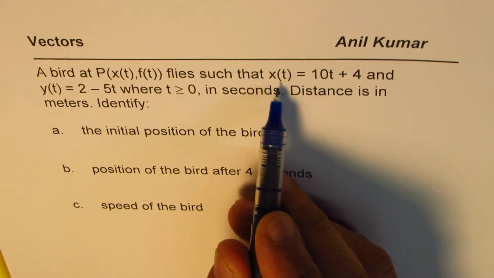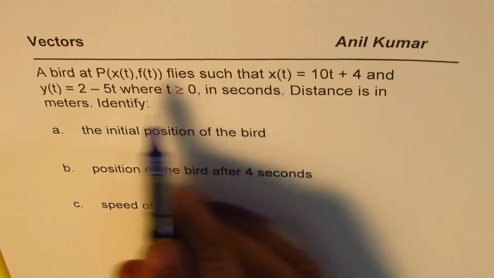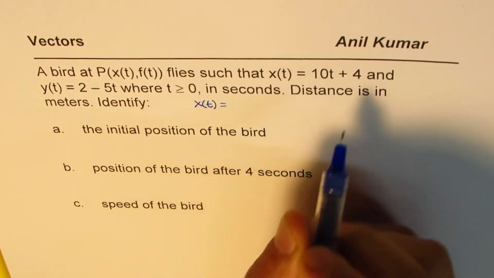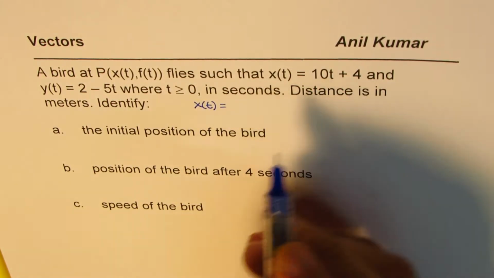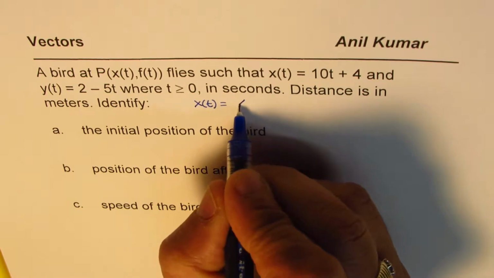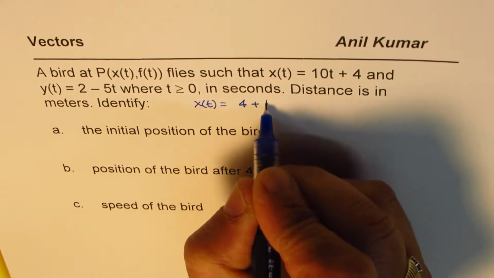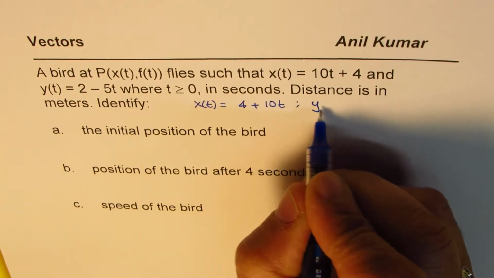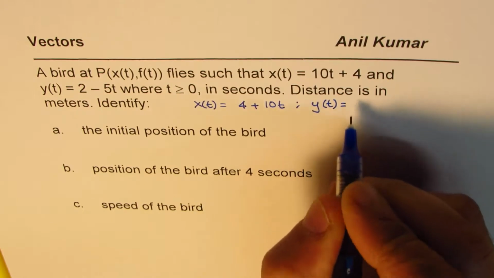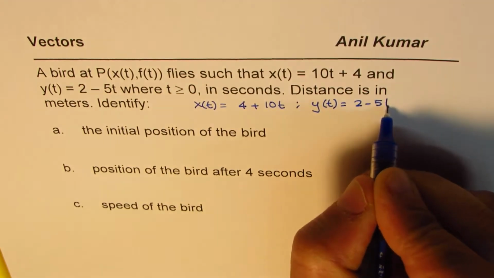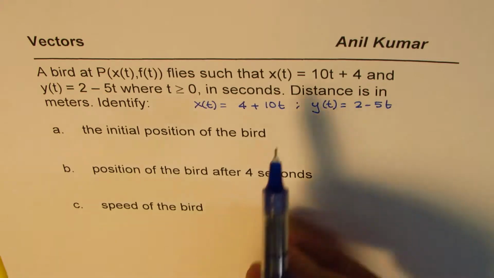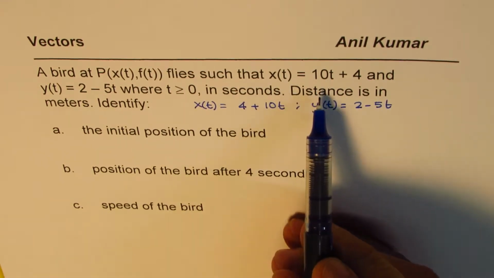Now let's rewrite the point given to us, the location of the bird. It is x of t equals 10t plus 4. Normally, we write 4 first and then the parametric form 10t, right? Similarly, for y of t, we'll write y of t equals 2 minus 5t. Now, it is important to write the equation in the correct form so that you can read the values correctly. Otherwise, you can make a mistake, especially in a test, right?